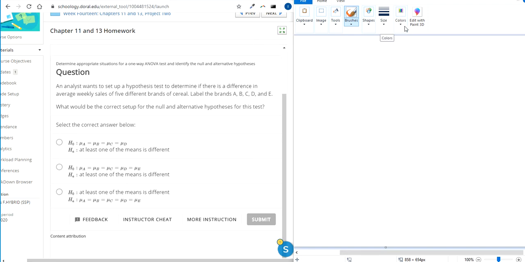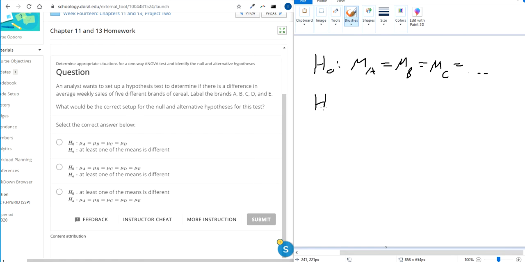Okay, if this is your first time seeing ANOVA, what ANOVA does is it compares three or more groups at the same time to determine if the means are unequal in some way. There are different options for how that can happen, but the null hypothesis of an ANOVA test would be that the means are equal to each other. The mean of group A is equal to the mean of group B, it's equal to group C.